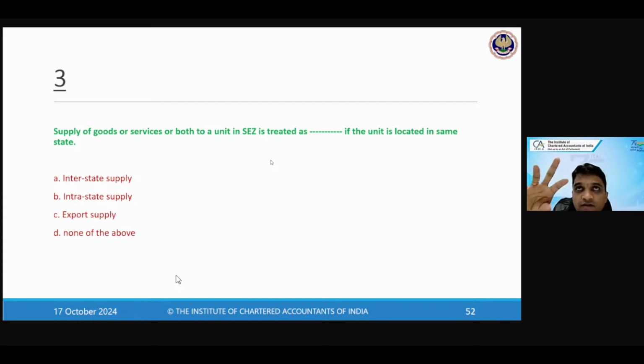But if there are two SEZs within the same state, still it will not be treated as an intrastate supply. From one SEZ to another SEZ, it will be treated as an interstate supply. Okay, from one SEZ to another, it is an interstate supply.